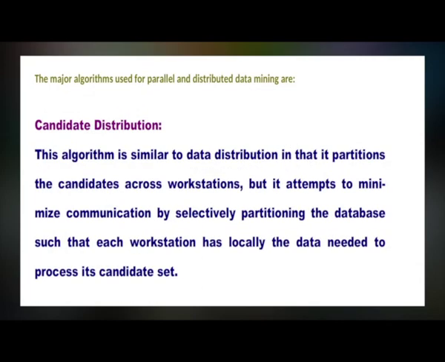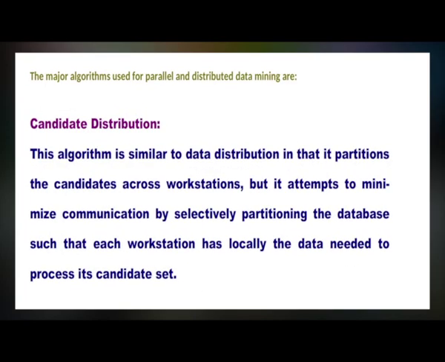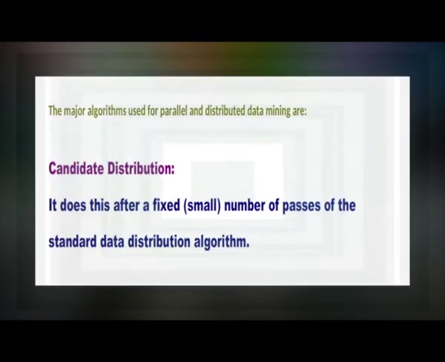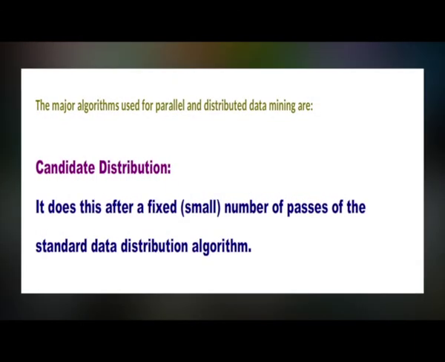Moreover, this algorithm trades off a huge amount of communication for better use of resources in order to avoid duplicated work. The next algorithm we can discuss is candidate distribution. This algorithm is similar to data distribution in that it partitions the candidates across workstations, but it attempts to minimize communication by selectively partitioning the database such that each workstation has locally the data needed to process its candidate set. It does this after a fixed number of passes of the standard data distribution algorithm.